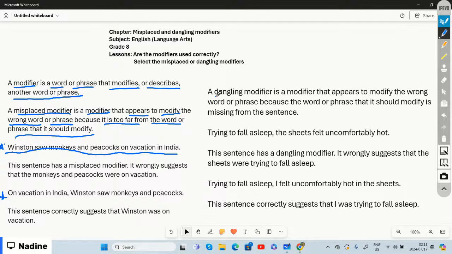Now we have a dangling modifier. A dangling modifier is a modifier that appears to modify the wrong word or phrase because the word or phrase that it should modify is missing from the sentence. With a misplaced modifier, the word is too far from the word or phrase that it should modify. But with a dangling modifier, the word or phrase that should be modified is missing from the sentence.